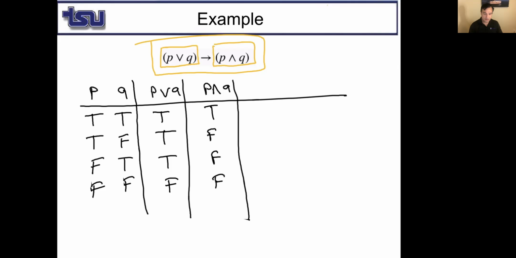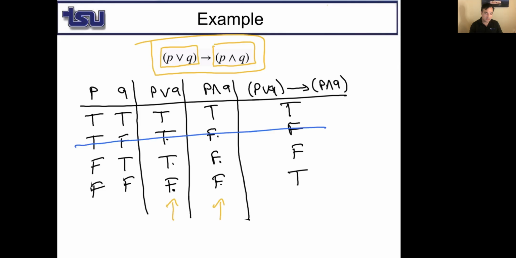Now I have P or Q implies P and Q. So here I have this and that. So the premise is true, conclusion is true. So that means the compound statement is true. Premise is true, conclusion is false. That means the compound statement is false. Premise is true, conclusion is false, false. Premise is false, conclusion is false, that's true. So what does that mean? For example, this row right there, it means if P is true, Q is false, then this compound statement right here will be what? False.